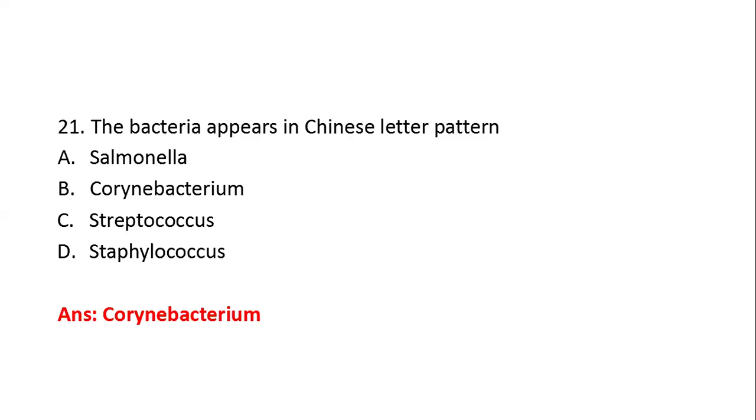Corynebacterium diphtheriae can be identified by Albert staining. In Albert staining, this bacteria appears as apple green colored bacilli with bluish black metachromatic granules, which are arranged in the Chinese letter pattern or cuneiform arrangement.